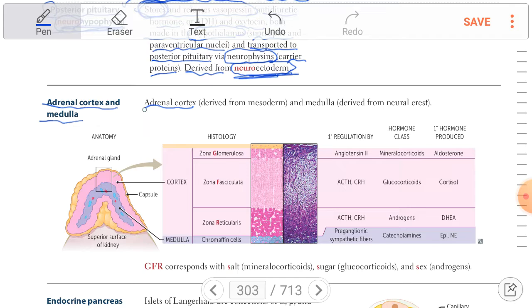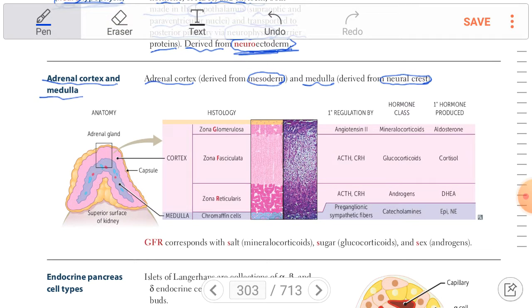Then what? Then the adrenal cortex and medulla. The adrenal cortex is derived from what? From the mesoderm. The medulla is derived from what? From the neural crest. So how to remember them? In the adrenal cortex, you have GFR: zona glomerulosa, fasciculata, and reticularis. That's the cortex. But the chromaffin cells are from the medulla. So from the outer part into the inner part in the cortex, you have GFR: glomerulosa, fasciculata, reticularis, and here mineralocorticoids and glucocorticoids.